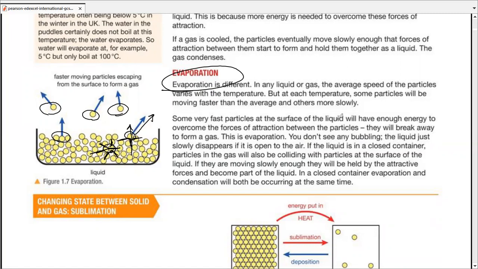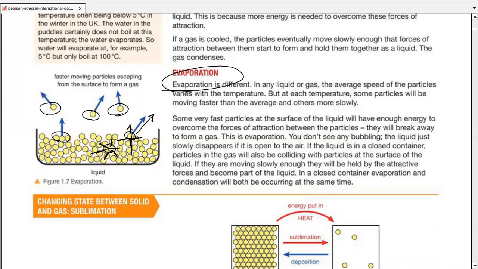Some very fast particles at the surface of the liquid will have enough energy to overcome the forces of attraction. They will break away to form a gas. This is evaporation. You don't see bubbling. The liquid slowly disappears if it is open to air.